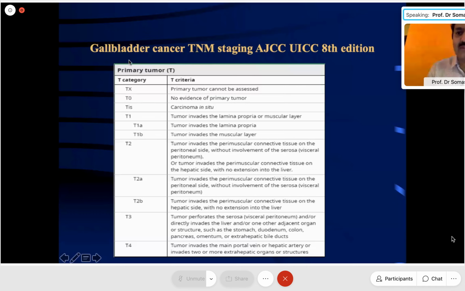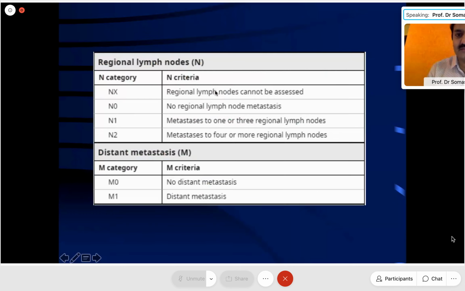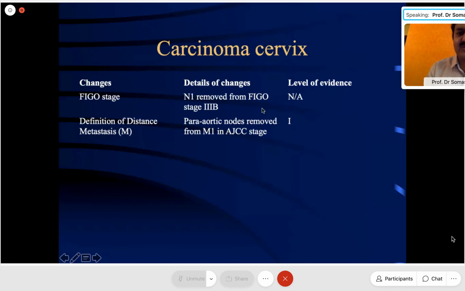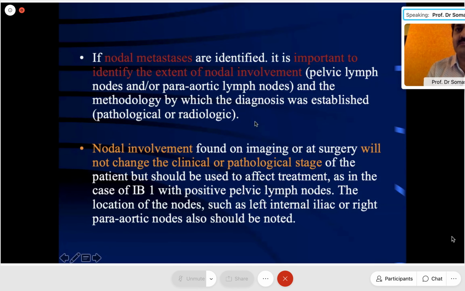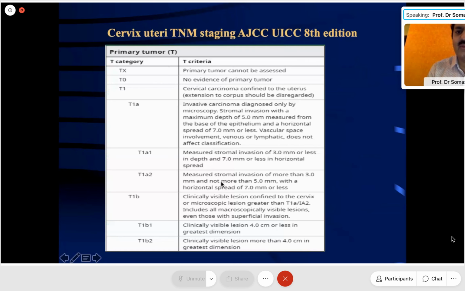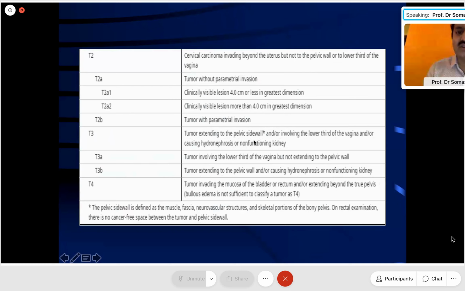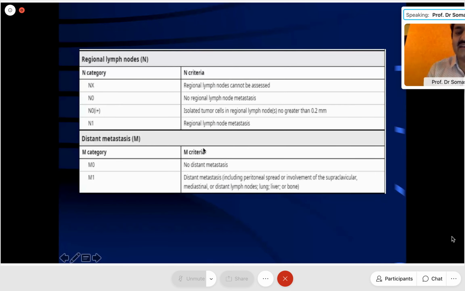So you can see gallbladder in the 8th edition. This is what has changed. And what is changed in carcinoma cervix? N1 is removed from stage 3B, and paraaortic has been subdivided based on different evidence. MRI and PET have been added in CA cervix staging. So you can go back and identify. The 8th edition of uterine cancer has also changed. Now B1 is divided into B1, B2, and A1, A2 is also clubbed and changed. Paraaortic node is classified into 3A, 3B. You can go back and read these changes.